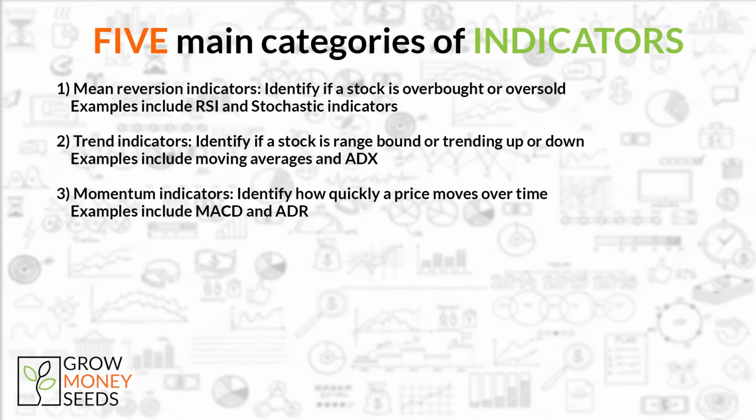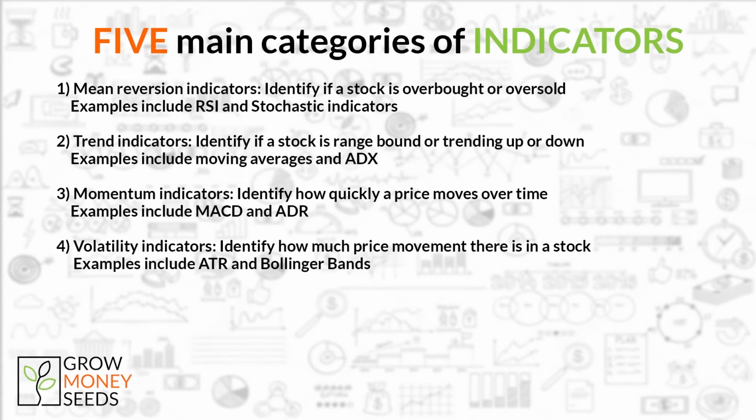Momentum indicators, also known as oscillators, show how quickly or strongly the price moves over time from a midpoint. If a stock has good upward momentum, then you may want to buy the stock and capture some more upside. And similarly, if there is downward momentum, you may want to exit the position. Examples of these are the MACD and the Advanced Decline Ratio, or ADR.